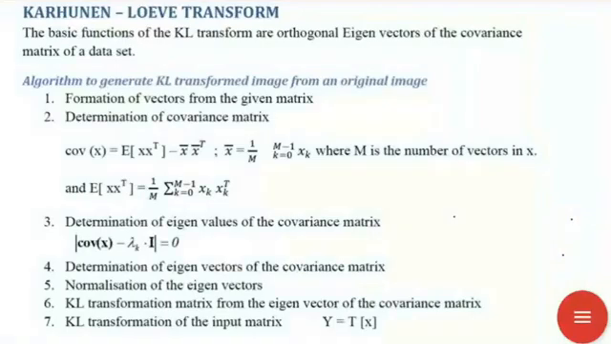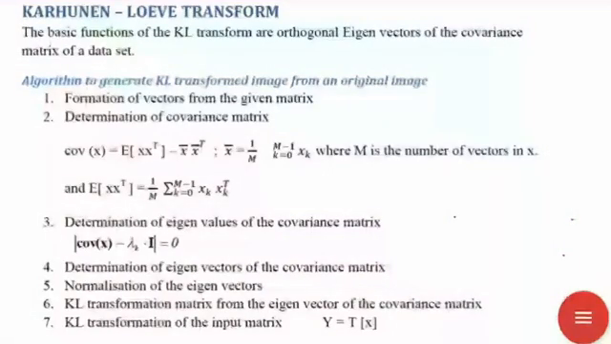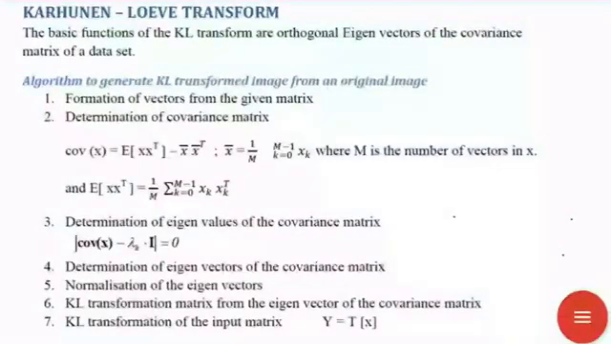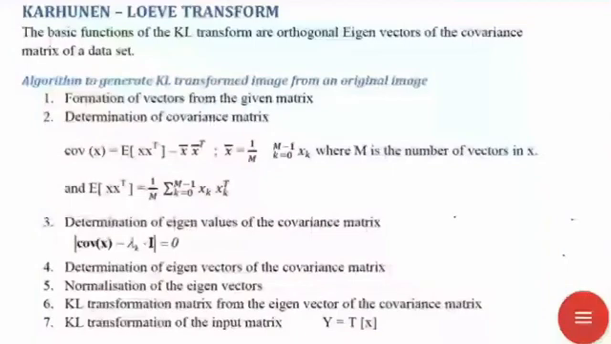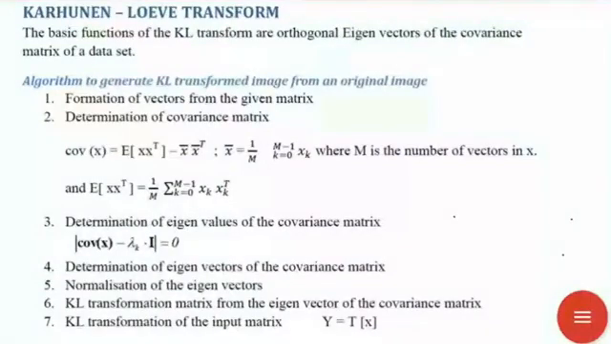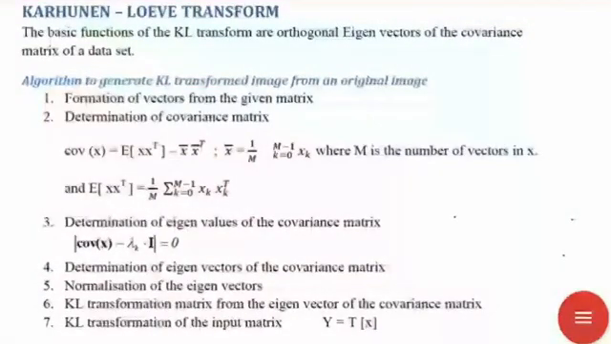Here, the KL transform basis functions are the orthogonal eigenvectors of the covariance matrix of a data set. That means in the KL transform, the image is approximated in terms of mutually orthogonal eigenvectors of the covariance matrix of a given input image. So here is the algorithm.